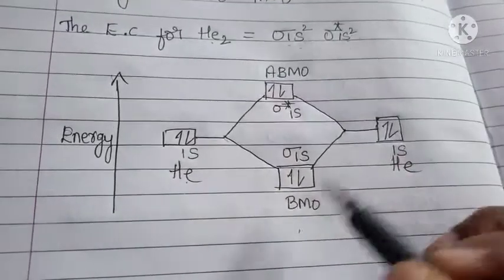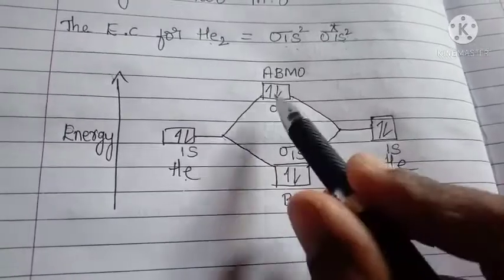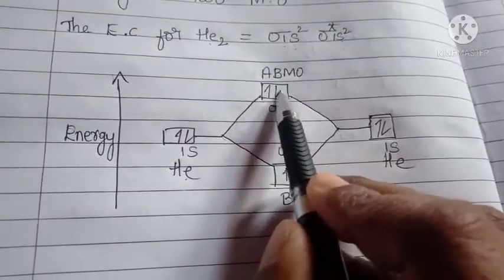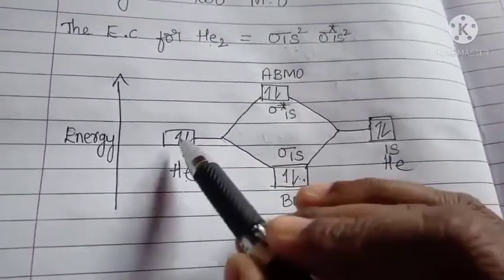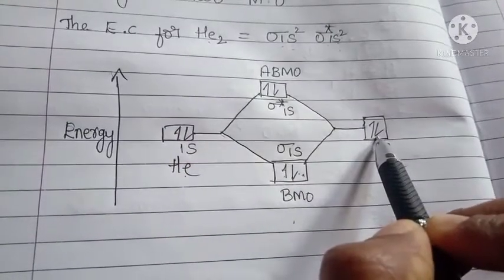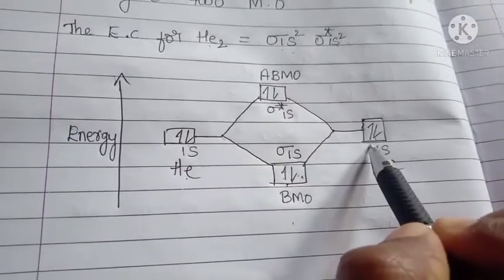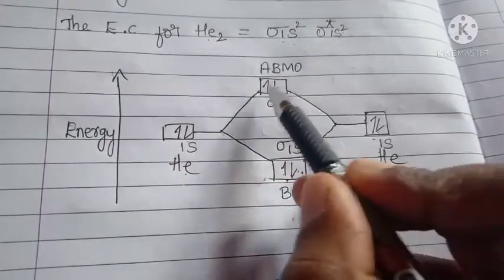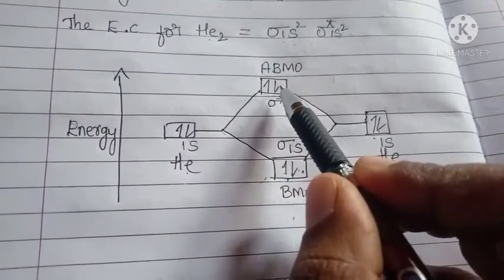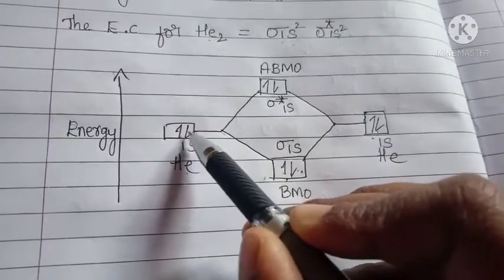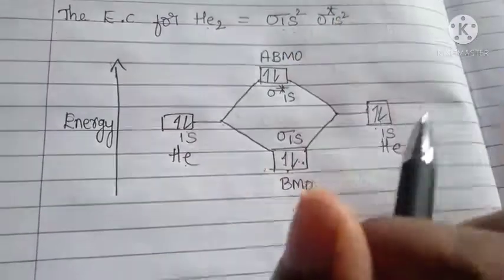Sigma 1s contains 2 electrons, sigma star 1s contains 2 electrons. Here I am filling how many electrons are present: 1 2 3 4. These 4 electrons should be equal to the number of electrons in the atomic orbitals. The number of electrons present in the molecular orbital should be the same as in the atomic orbitals. Now count: 1 2 3 4. 4 electrons should be present in the molecular orbital, and in the atomic orbital 1 2 3 4, equal.